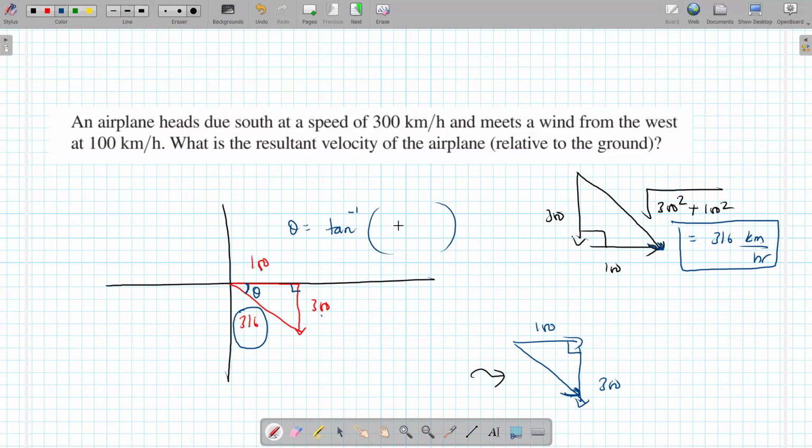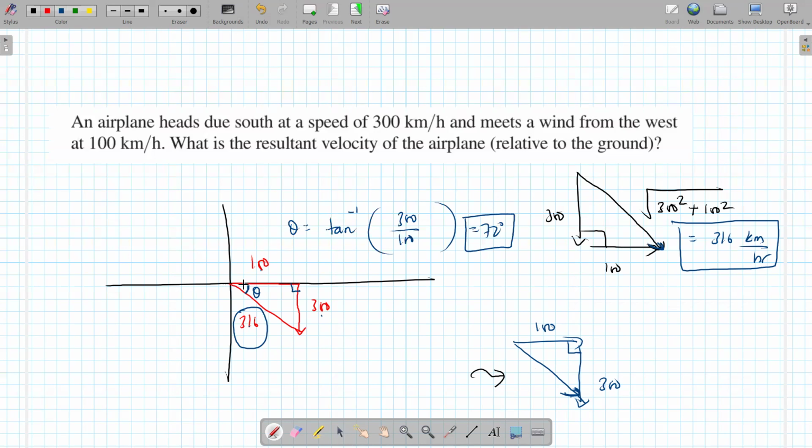300 over 100. So that's tan inverse of 3. Make sure I'm in degrees. Tan inverse of 3 gives 72 degrees.